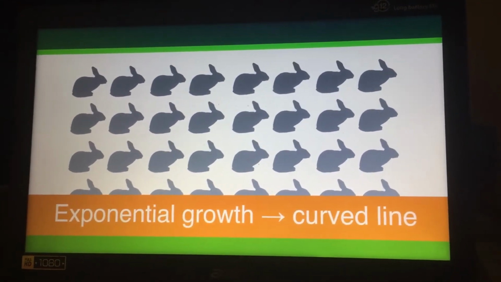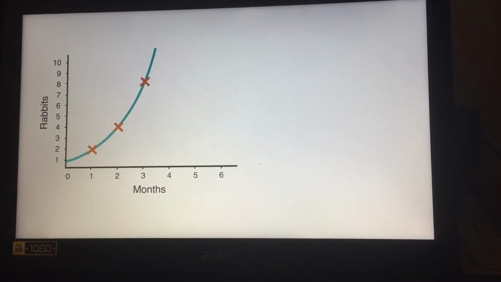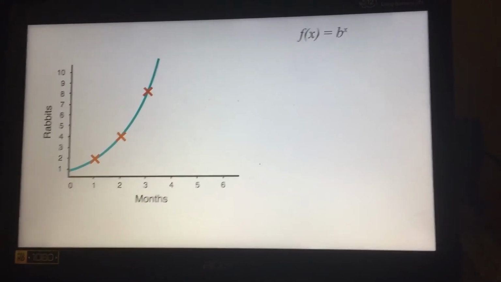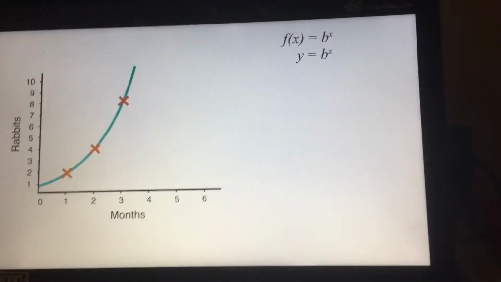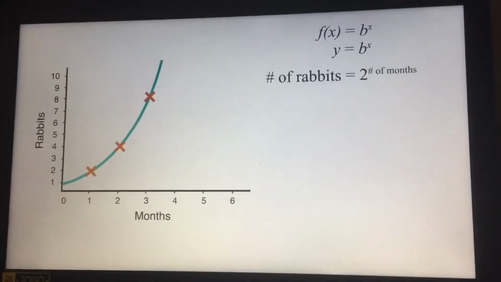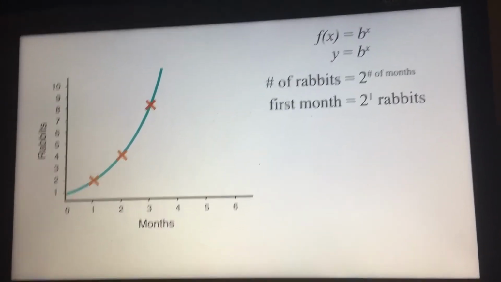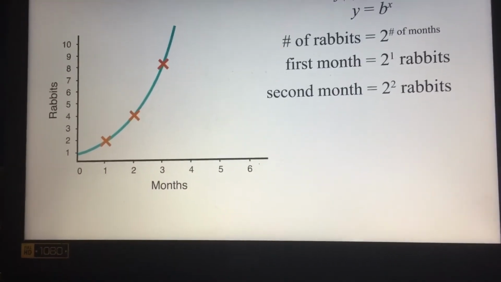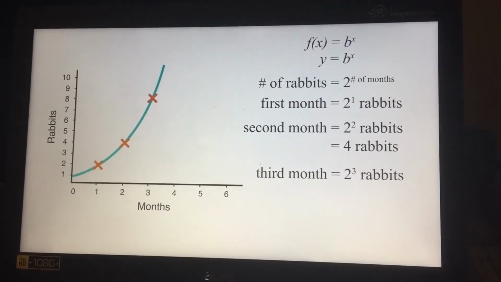Exponential growth is represented with a curved line, like this graph of our local rabbit population, and can be represented with an exponential function like f of x equals b to the x. Remember, f of x gives you the y value of a graph, so we can also write this exponential function as y equals b to the x. In the case of our rabbits, f of x, or y, stands for the number of rabbits. B stands for the base number of rabbits, we started with 2, and x stands for the number of months. In the first month, we'd have 2 to the 1, or 2 rabbits. In the second month, our number of rabbits would grow to 2 squared, or 4. In the third month, our number would grow to 2 cubed, or 8 rabbits.